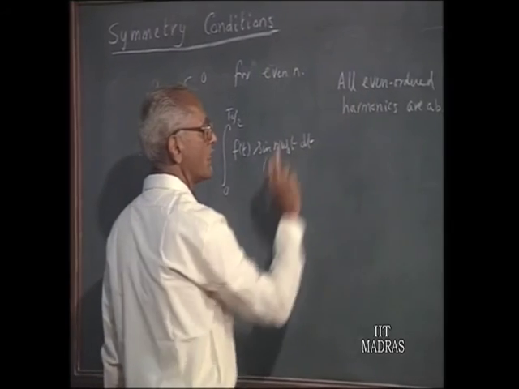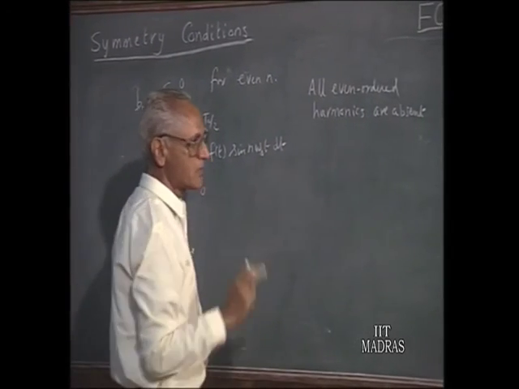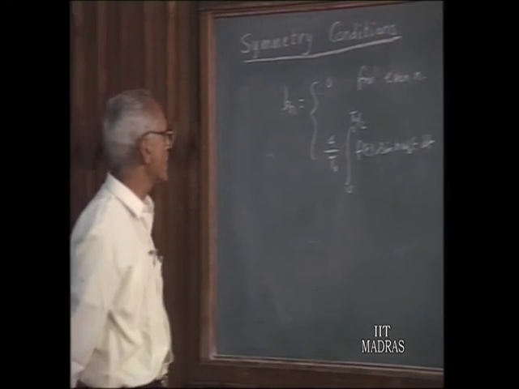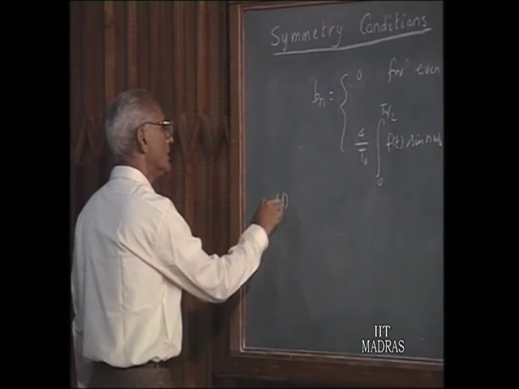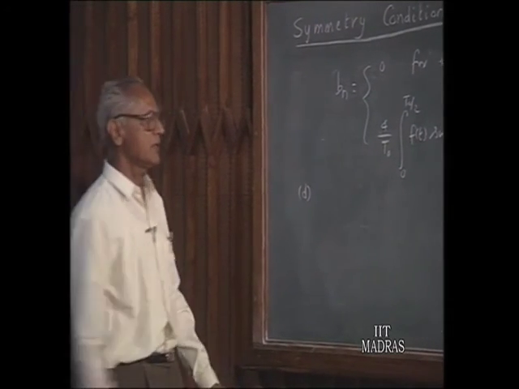Important that all even harmonics are absent, and DC can also be considered to be an even harmonic, that is also absent. We have another kind of half wave symmetry.